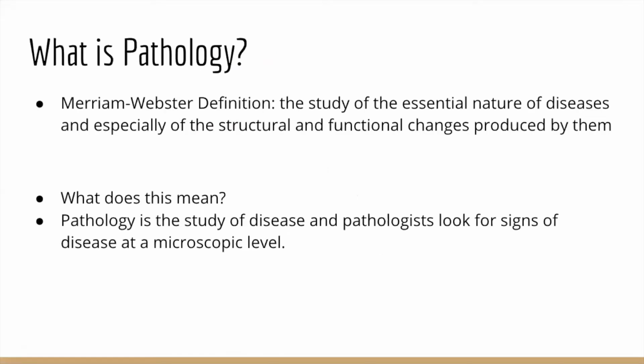So the first question we want to ask is, what is pathology? The Merriam-Webster definition of pathology is that it is the study of the essential nature of diseases and especially of the structural and functional changes produced by them. So what does this mean? Pathology is the study of disease, and pathologists look for signs of disease at a microscopic level. So a pathologist creates a blood smear, which is a microscope slide with blood on it. They look at that blood underneath the microscope and diagnose diseases within the blood.